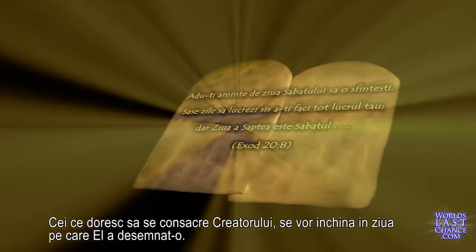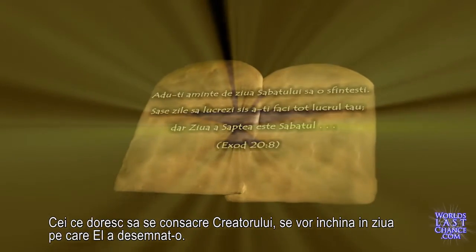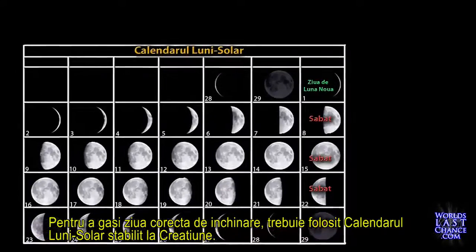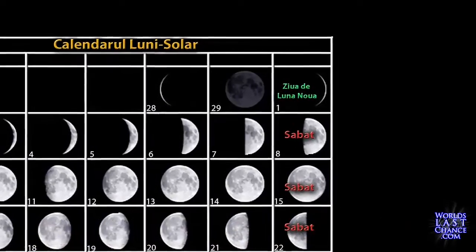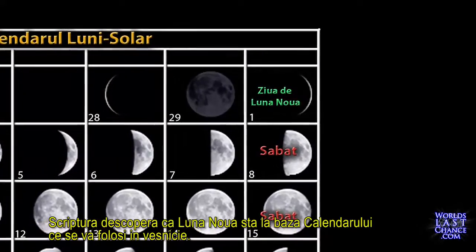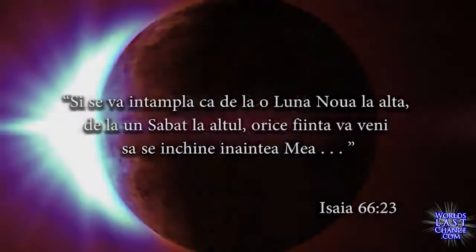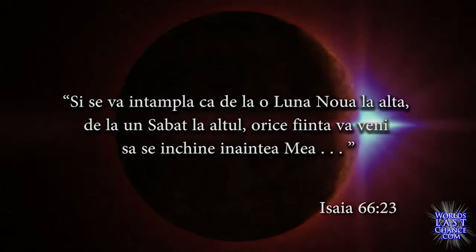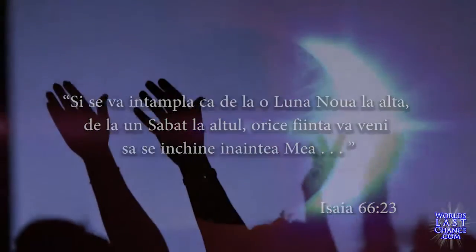Those desiring to show their allegiance to the Creator will worship Him on the day He has designated. To find the correct day of worship, the luni-solar calendar established at creation must be used. Scripture reveals that the calendar used for worship throughout all eternity will be based upon the new moon. And it shall come to pass that from one new moon to another, and from one Sabbath to another, shall all flesh come to worship before me.